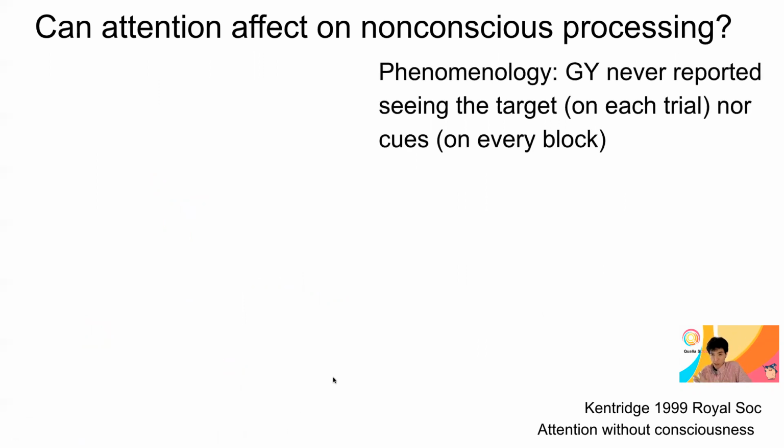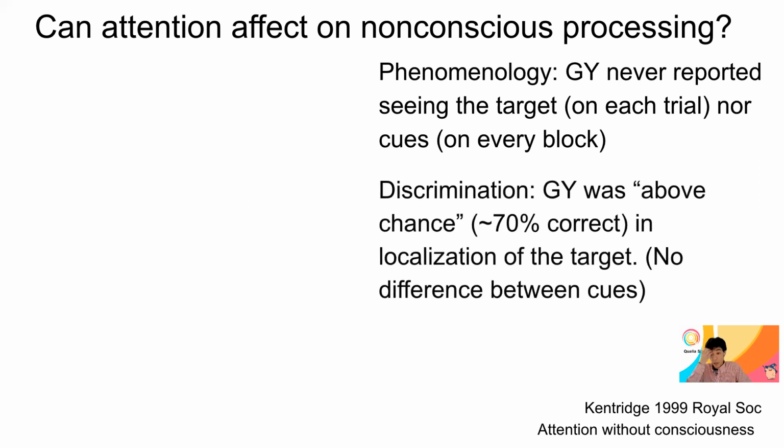Phenomenology-wise, the patient GY never reported seeing the target. The target contrast was titrated over previous weeks so that GY doesn't see it. He doesn't say that it's visible in any trial. And the cue itself is also invisible in every block. In terms of discrimination of the location, on the top or bottom, GY was above chance, at 70% correct. And his localization is correct regardless of whether the location was cued by the attentional cue. So he has 70% correct responses for the cued location or the uncued location, either way, and the cue location itself changes.